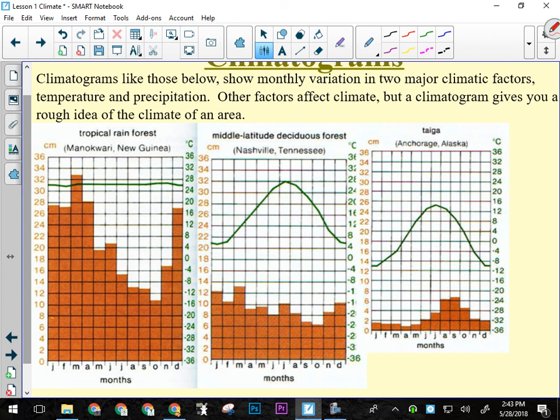So we notice here, at least for an equatorial climate, and this is a pattern that we need to know, you might want to make a note of this: an equatorial climate will have a flat temperature line.